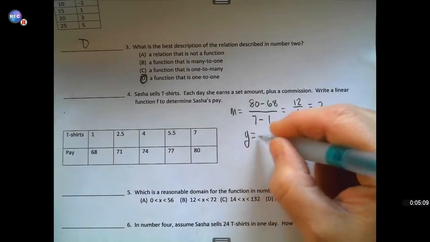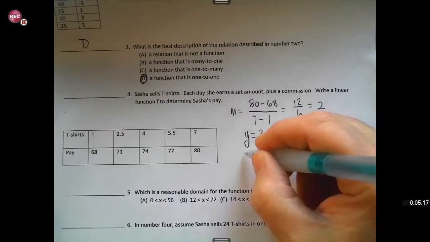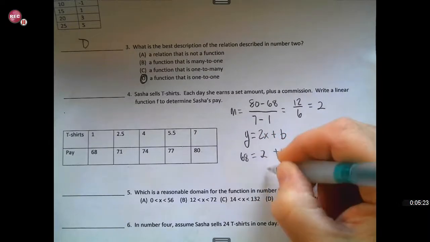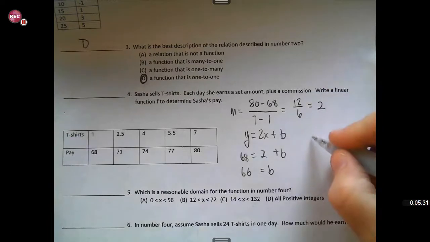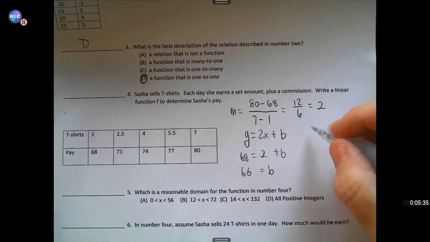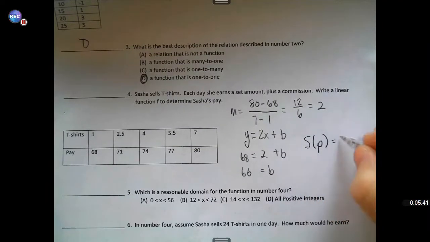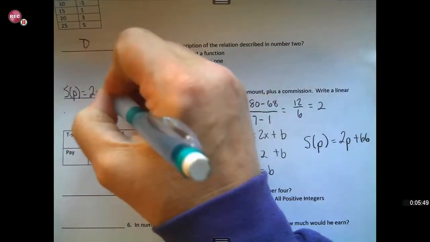So far I have y equals 2x plus b, and I plug in a point. I plug in the first point: 68 equals 2 times 1, which is 2, plus b. So b is 66. My function, and I'm going to use function notation because it asked me to write a linear function, is S of p equals 2p plus 66.